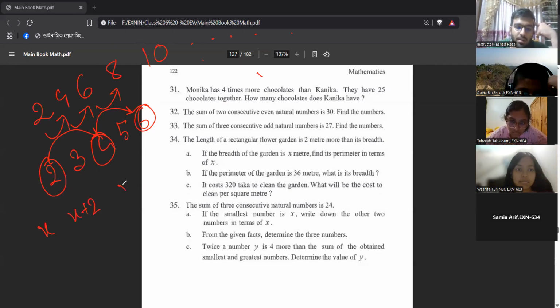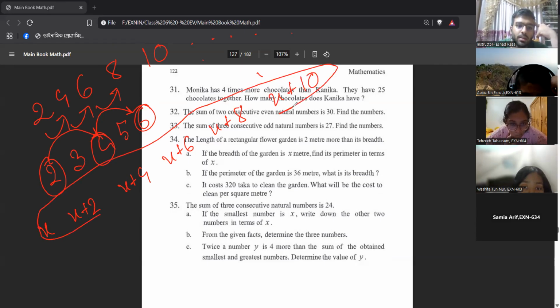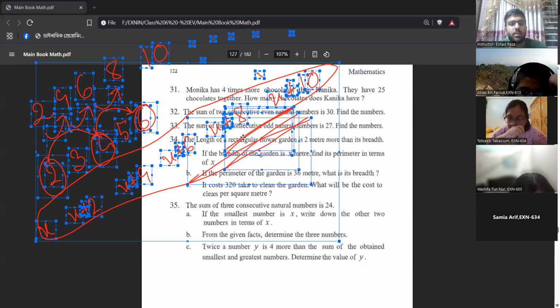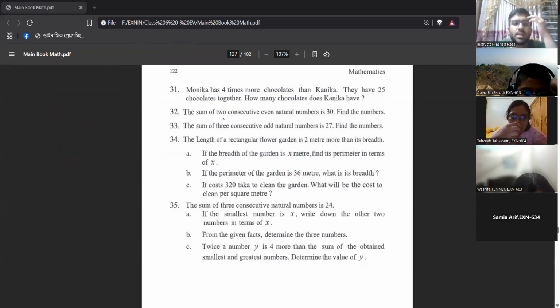The next even number is x plus 4. The next even number is x plus 6. And so on. So is this clear? That these are a series of even numbers? Yes, sir.